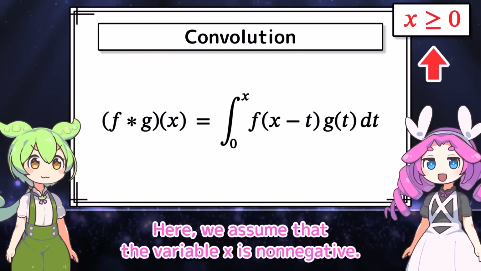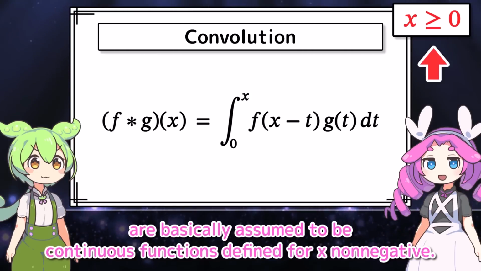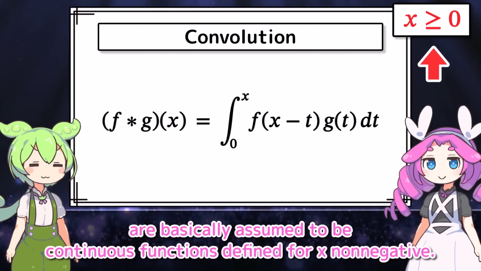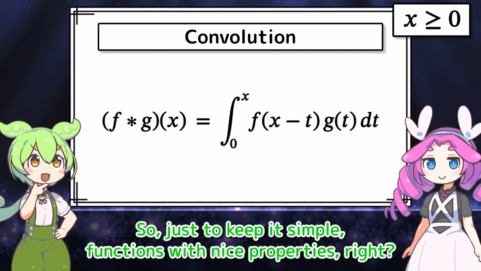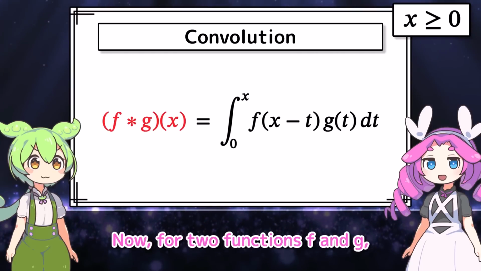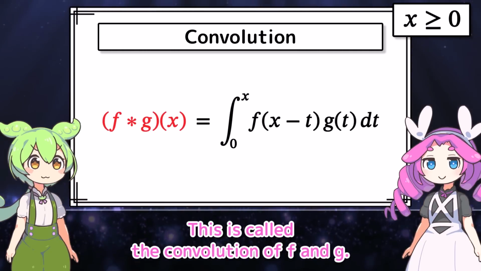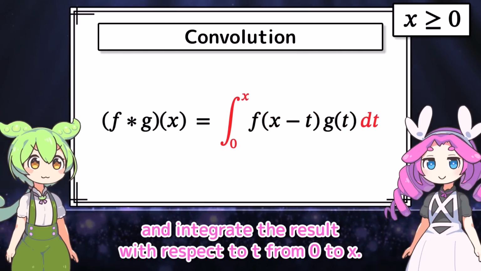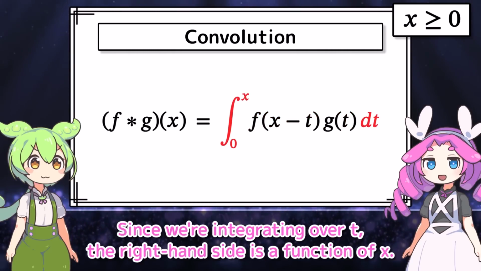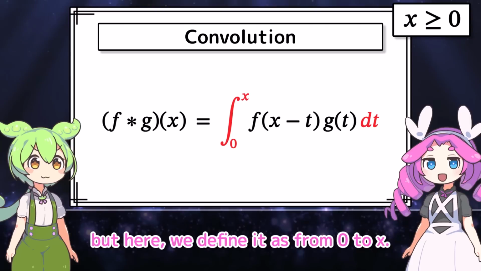Here we assume that the variable x is non-negative. Also, the functions we will discuss from here on are basically assumed to be continuous functions defined for non-negative x. Continuous functions. So just to keep it simple, functions with nice properties, right? Something like that. Now for two functions f and g, we define a new function f star g. This is called the convolution of f and g. Here we multiply f(x minus t) by g(t), and integrate the result with respect to t from 0 to x. Since we're integrating over t, the right-hand side is a function of x. The range of integration depends on the context, but here we define it as from 0 to x.